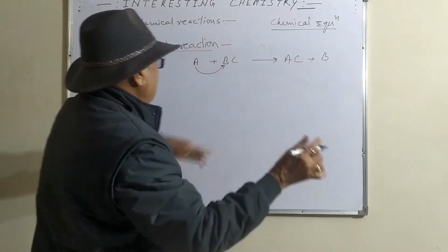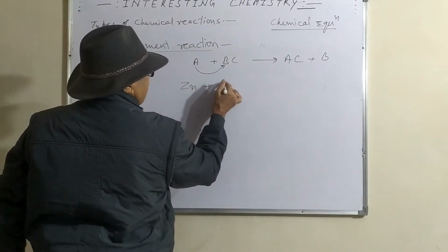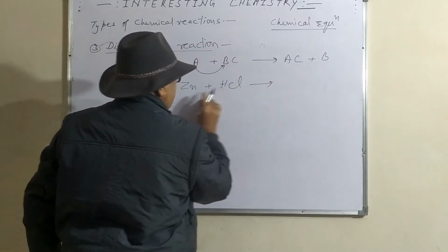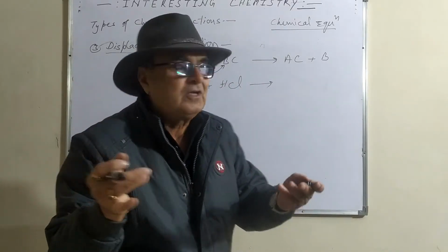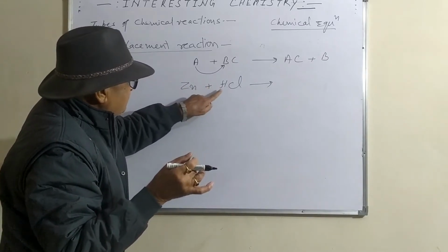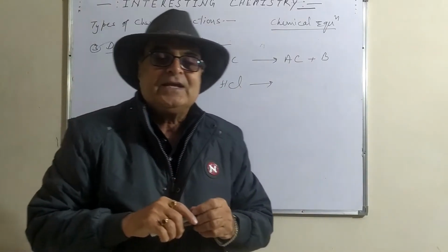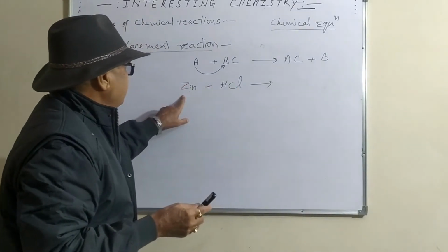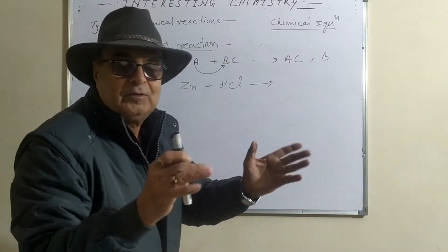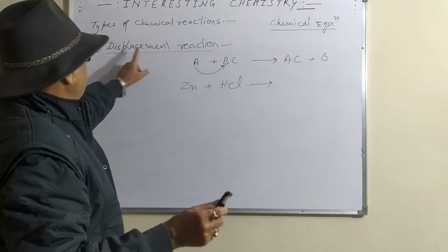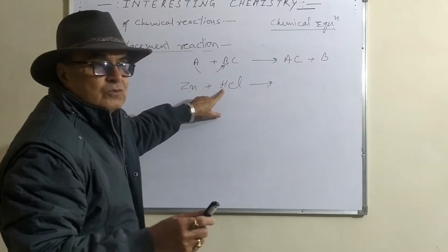How? Thus I am telling you, suppose here it is Zn, and I will take the reaction of HCl. When any metal reacts with any acid, hydrogen will be replaced. So here this Zn will replace this hydrogen. Suppose I am telling you, write the equation when Zn is treated with HCl. You will write Zn plus HCl. Then write the product of this reaction. What will be the product? If you know the displacement reaction, Zn will replace this hydrogen.